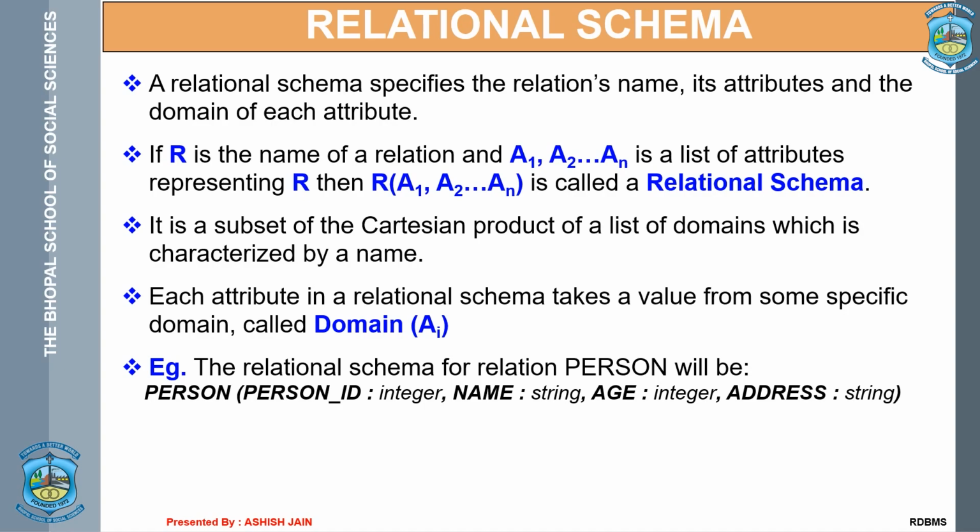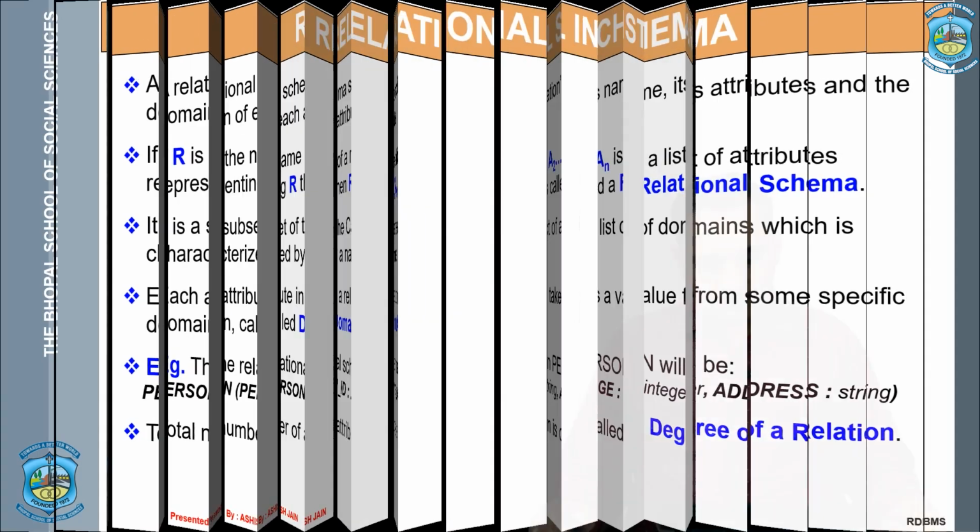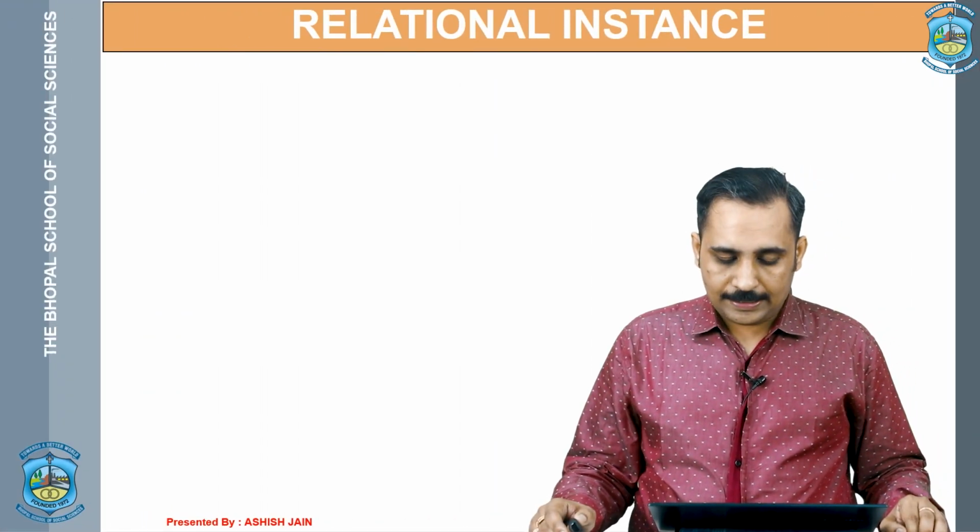For example, we have a relation, the name is person. Here we have ID of a person, name of a person, age and address. ID is integer type, name is a string type, age is again integer, address is string. So this is called the design or the schema. The total number of attributes in a relation is called degree of relation, and the number of records are cardinality.